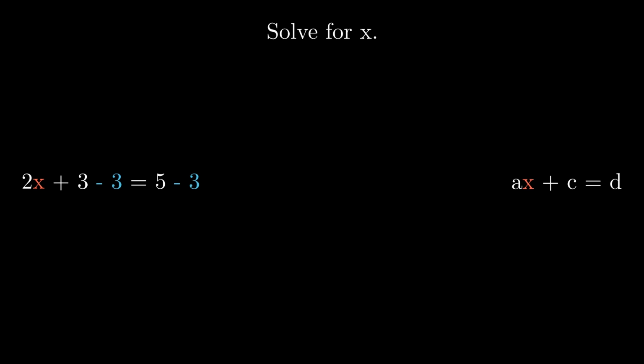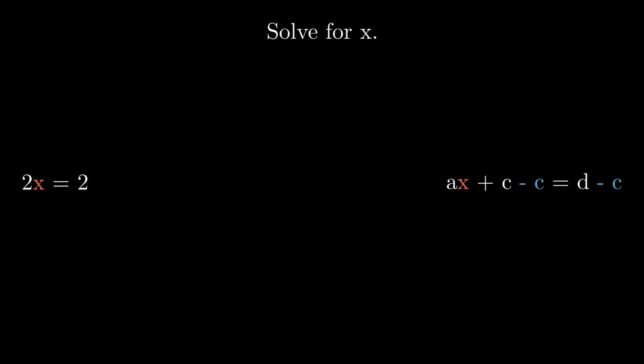Looking at the problem on the right, my c is connected by addition. So I'm going to subtract c from both sides. Now I can simplify. On my left-hand side, I have some like terms. So I'm going to end up with 2x on my left-hand side and then 5 minus 3, which is 2, on my right-hand side.